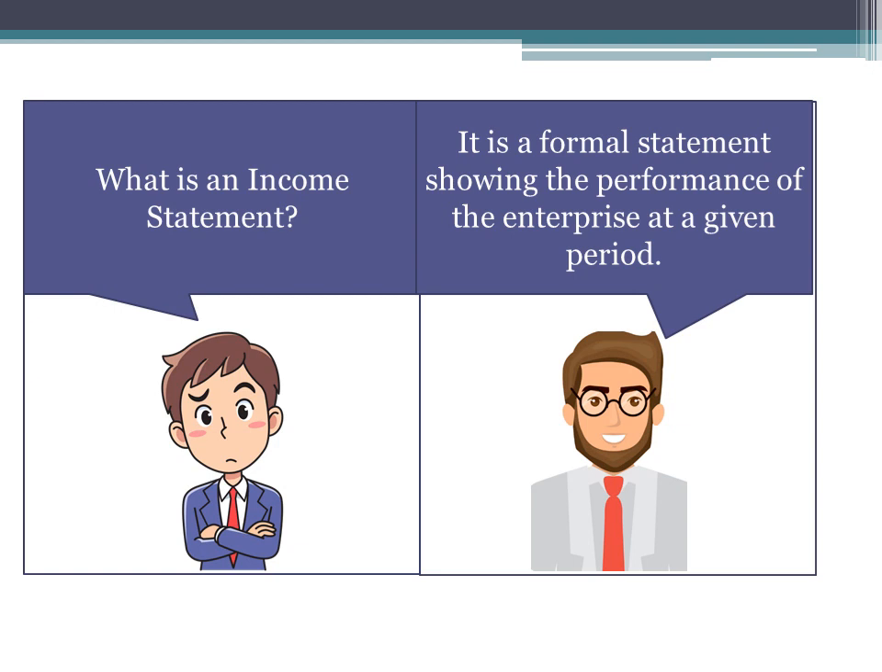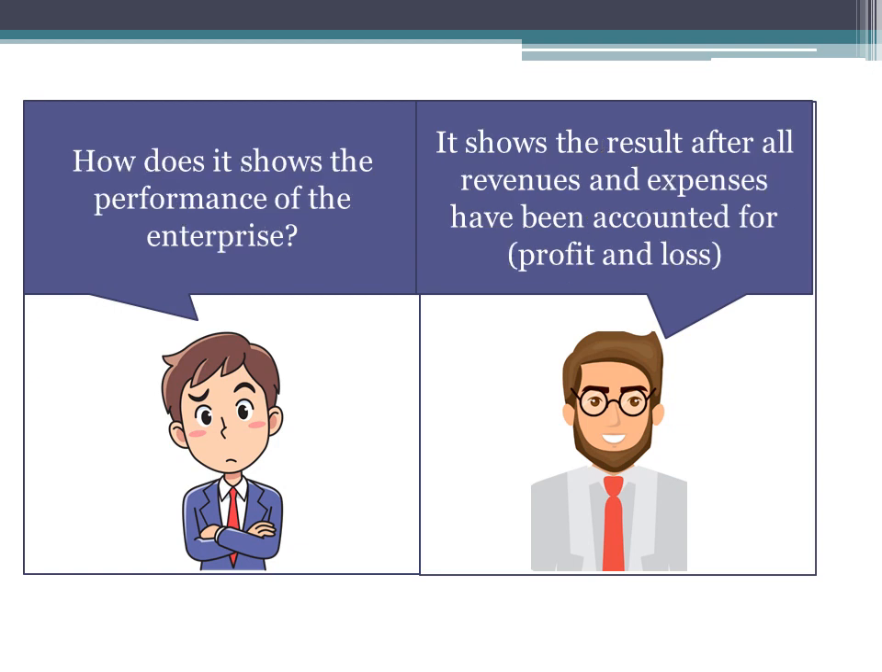So, he consulted Mr. Auditor. He said, "What is an income statement?" And Mr. Auditor said, "It's a formal statement showing the performance of the enterprise at a given period." Lucky said, "How does it show the performance of the enterprise?" And then Mr. Accountant said, "It shows the result after all revenues and expenses have been accounted for. It usually shows the profit and loss of the entity."